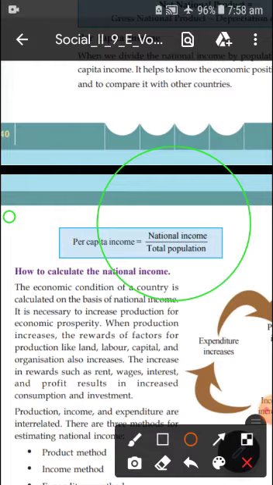Okay, this also helps to calculate the national income. And how is the national income calculated?